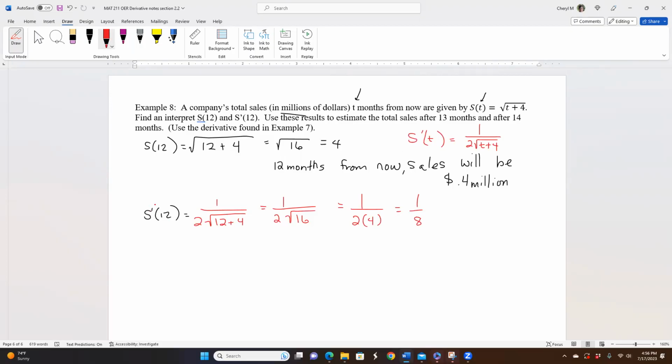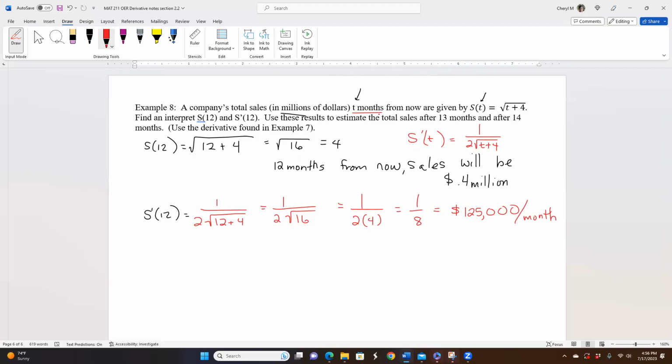Now, let's interpret this. 1/8. If sales is in millions of dollars, this is 1/8 of a million. 1/8 of a million is $125,000. Now, we need to look at units. This is t months from now. So my numerator would represent sales and my denominator would represent months. So this answer, 125, is $125,000 per month, would be the rate of change.